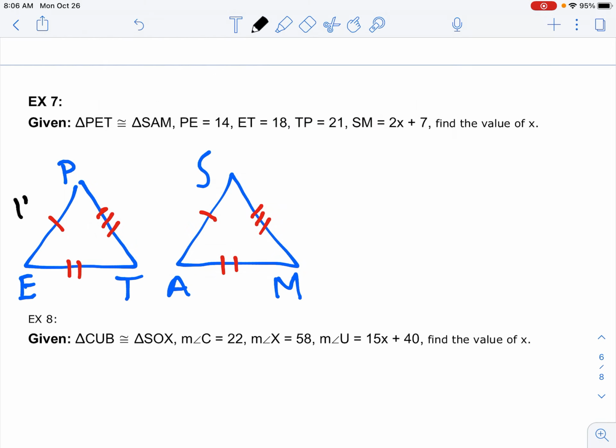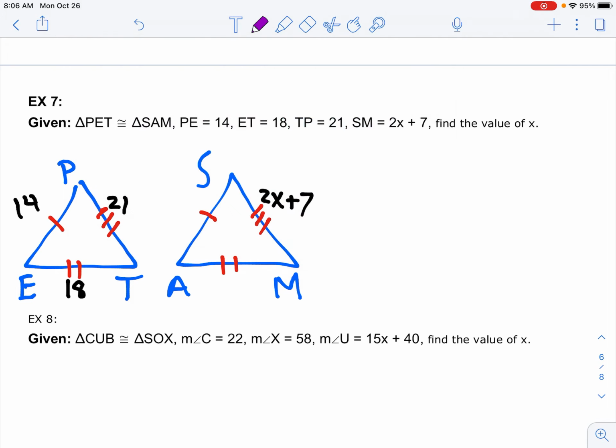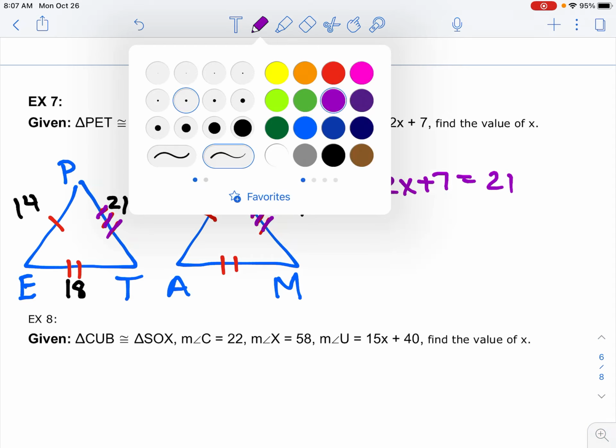It says PE is 14. It says ET is 18. It says that TP is 21. And then it tells us that SM is 2x plus 7. Now again, we've marked our picture so that we know which two sides are equal or go together. You'll notice this side has 3 markings. You'll notice this side has 3 markings, so they have to be the two that go together. So 2x plus 7 has to be equal to 21.